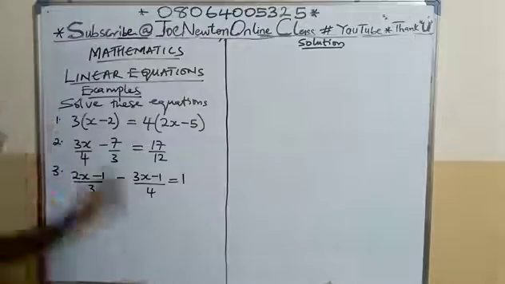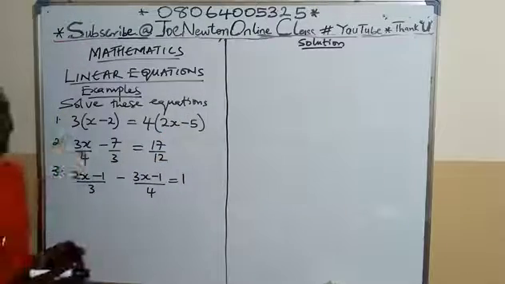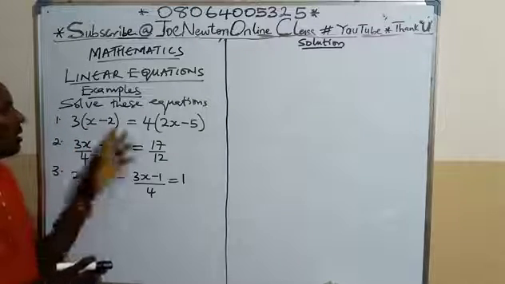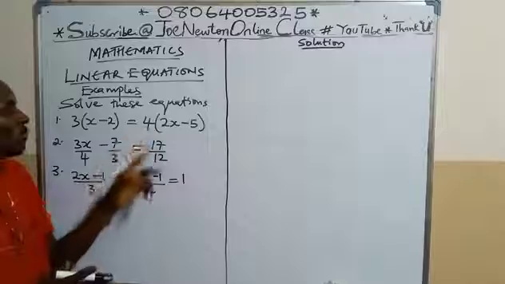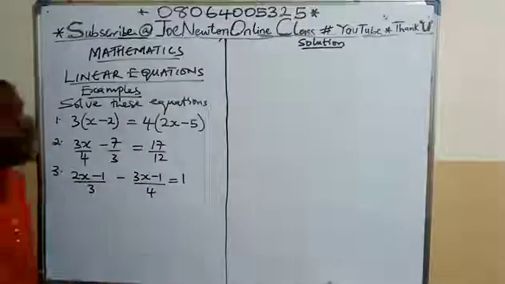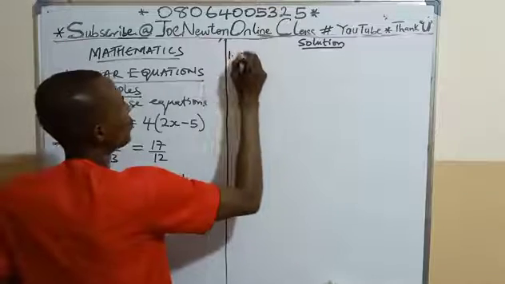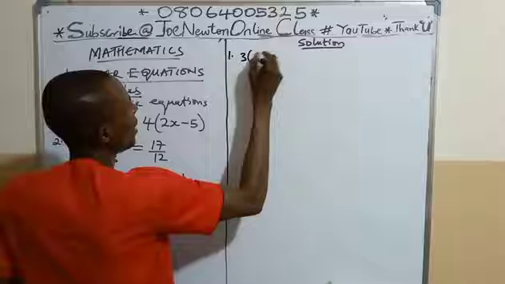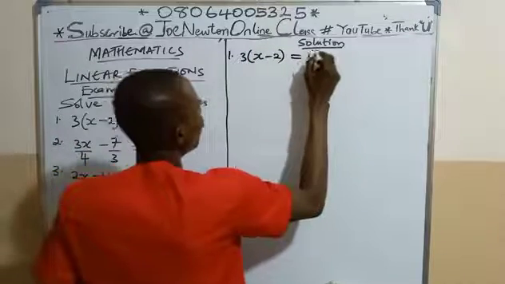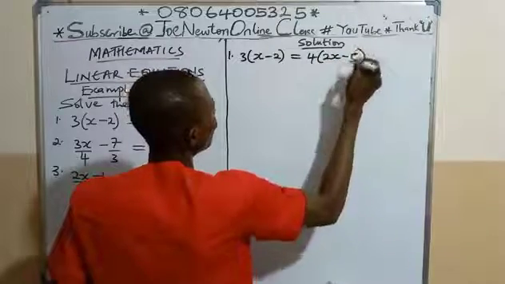Okay, the question says, solve these equations. Number one, 3 bracket open x minus 2 bracket closed equals 4 bracket open 2x minus 5 bracket closed. So let's take it one by one. Number one solution, we have 3 bracket open x minus 2 bracket closed equals 4 bracket open 2x minus 5 bracket closed.